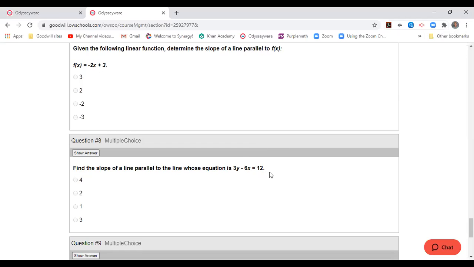Adding 6x helps us get the y by itself. We do that on both sides. Divide every term by 3 then, so you get y equals -6x over 3 plus 12 over 3, so you would have a slope of 2. That's the answer that I would come up with. I don't even care about the y-intercept at that point. I just need to know the slope.